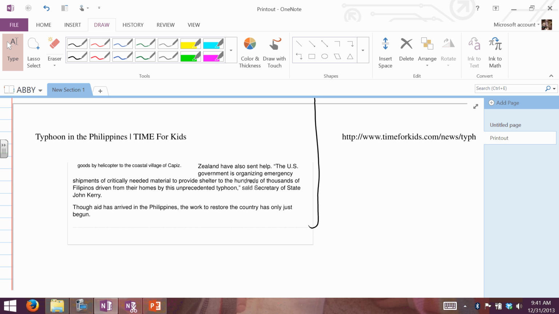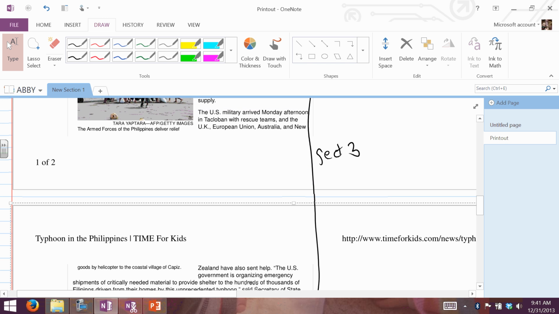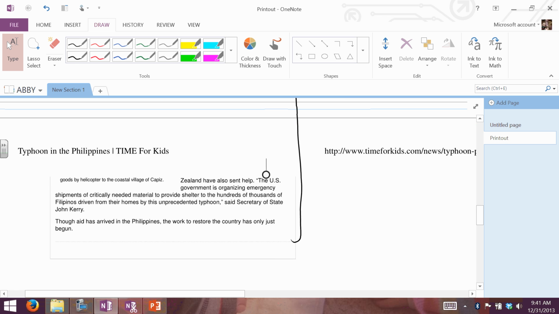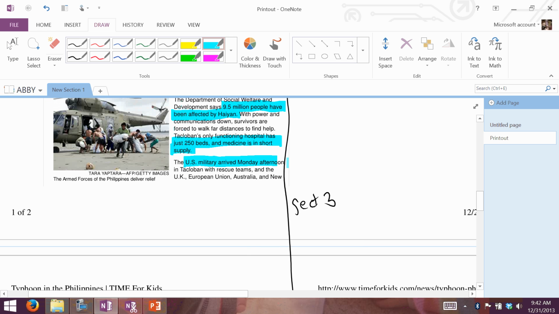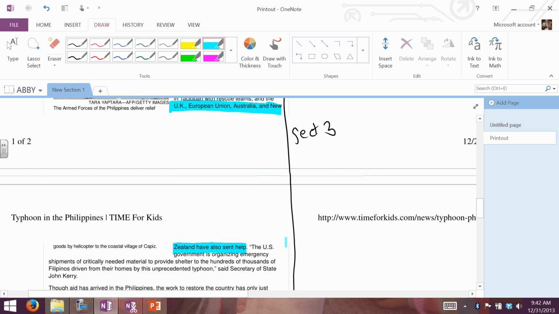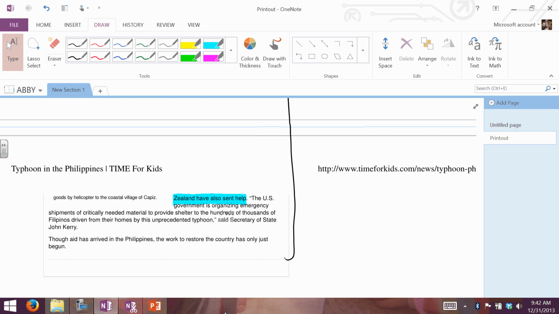Though aid has arrived in the Philippines, the work to restore the country has only just begun. So let's take a look at what might be specific, okay? Alright, let's start at the top. How about the fact that 9.5 million people have been affected by the storm? If we were to go, its only functioning hospital has 250 beds. Maybe that's important. Definitely the fact that they're getting help from the U.S. military, the UK, European Union, New Zealand are all providing help. And maybe the fact that the work has only begun.